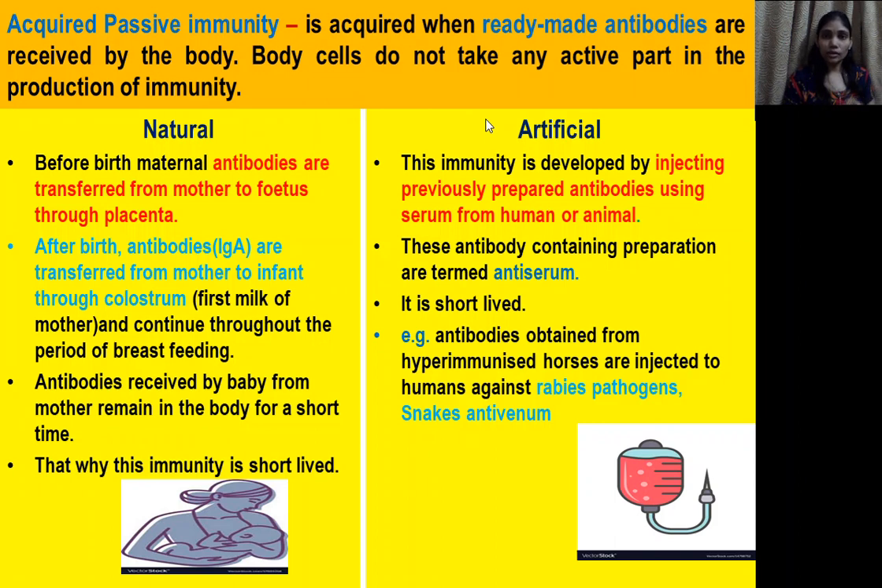So instead of that, if you give ready-made antibodies to that person, the person lives. Okay, so ready-made antibodies are useful for persons who get snake bites or anything else, or a rabies pathogen. So this is the example of artificial passive immunity. Okay, so this is about acquired passive immunity.